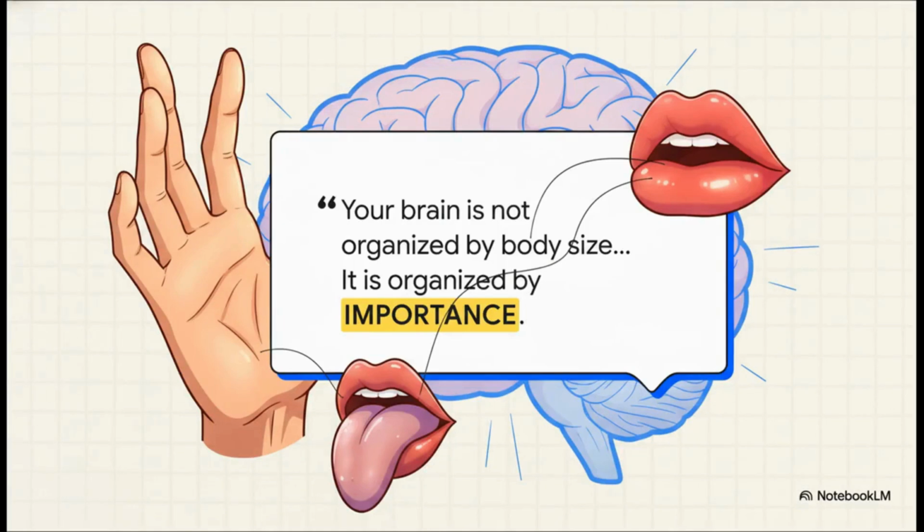So ultimately, the big takeaway here is that your brain is not organized by body size. It is organized by importance. Inside that skull of yours, your lips, your tongue, and your fingers are absolute giants because they are so fundamentally vital to human evolution, to using tools, and to how we communicate and connect with each other.